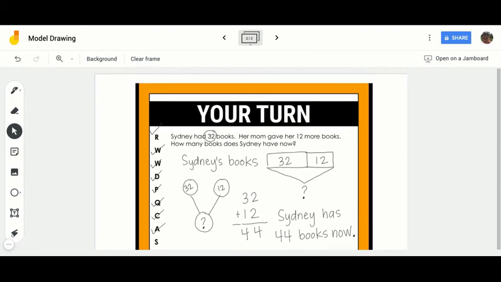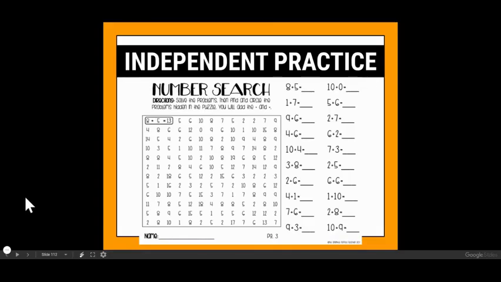And awesome job today. All right, now that we've done some practice with our model drawing, your independent practice today is just going to be this number search. We're going to take a little break for right now just with our word problems. We'll come back to it tomorrow. And instead, you're just going to practice your addition facts. So just like word searches where you have to find different words hidden, this is a number search. So you have to find different addition sentences, number sentences, within this whole big group of numbers.